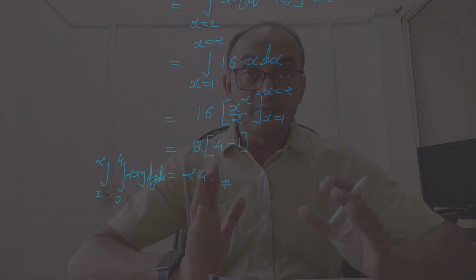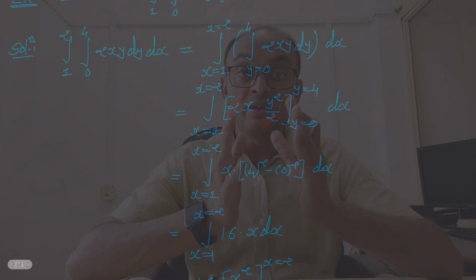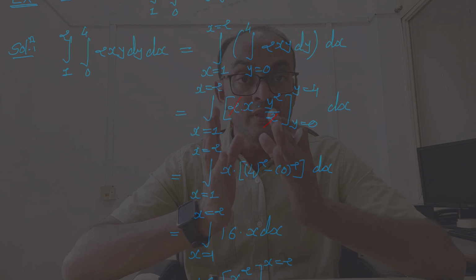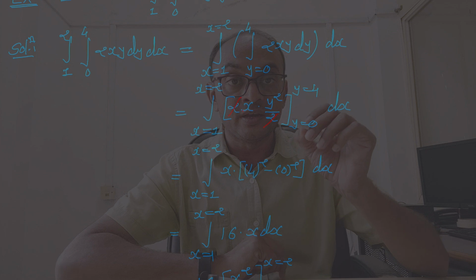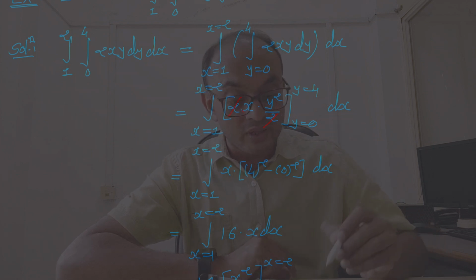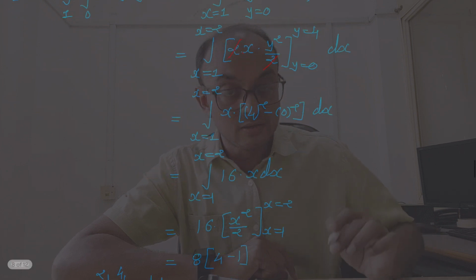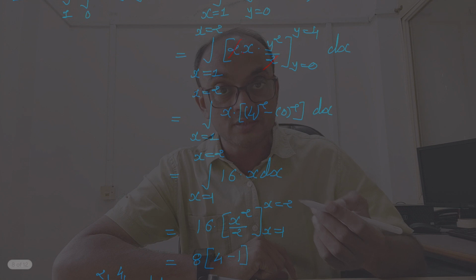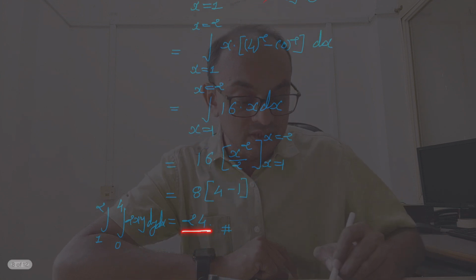I repeat the example again. 2xy dy dx. First we integrate with respect to y. You observe that when we integrate with respect to y, after that everything is in terms of x only. Just observe here, everything is in terms of x. Then we integrate with respect to x, we substitute the limits, and the final answer is always a number.